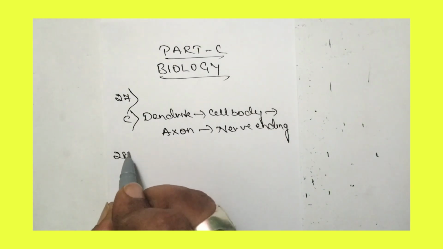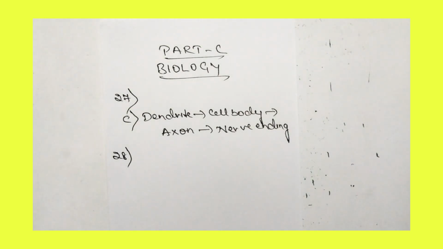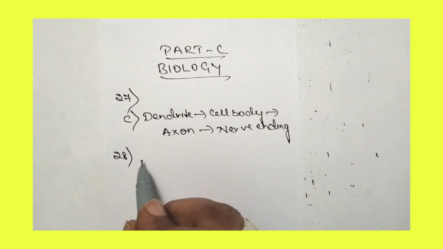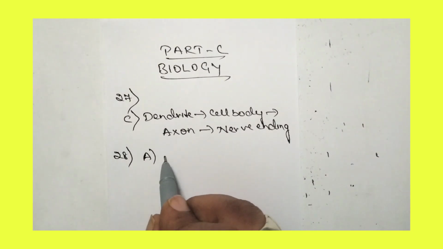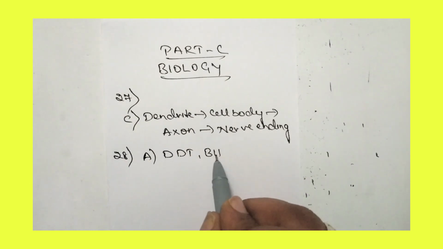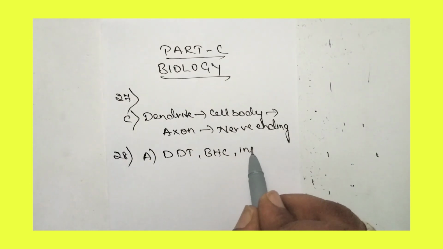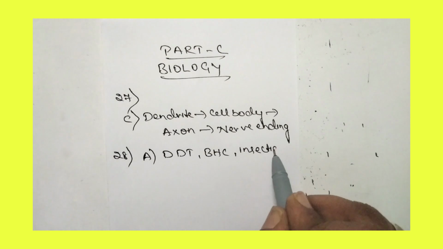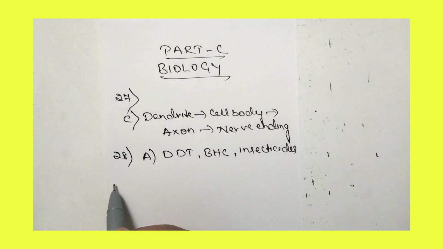Then the 28th question: they have given the material that takes more time to change its form and structure. So for the 28th, the answer is option A, DDT, BHC and insecticides. They will remain for a long time in the environment.